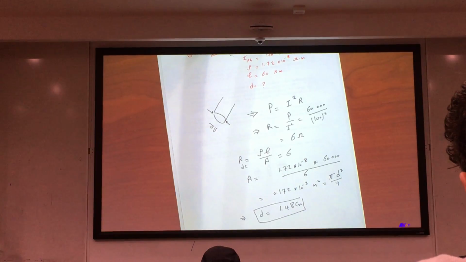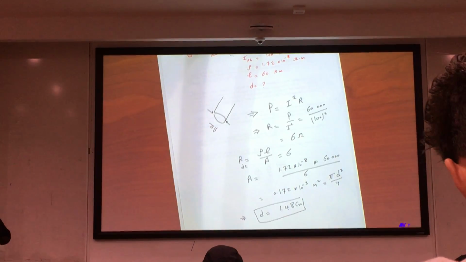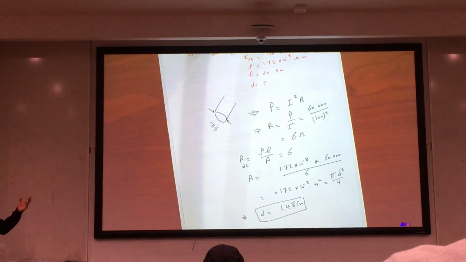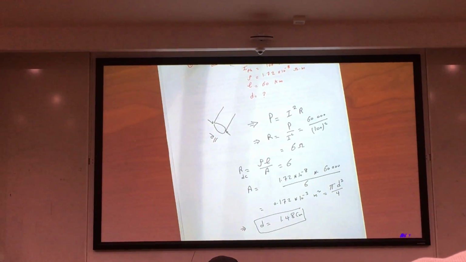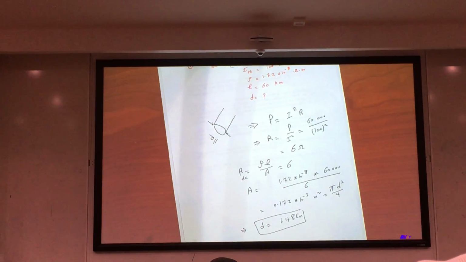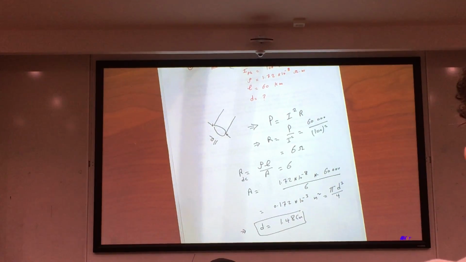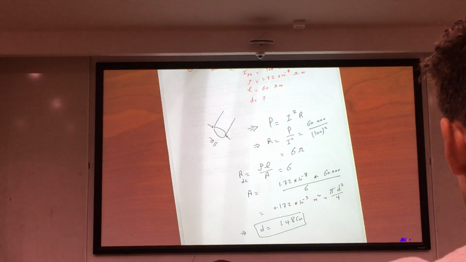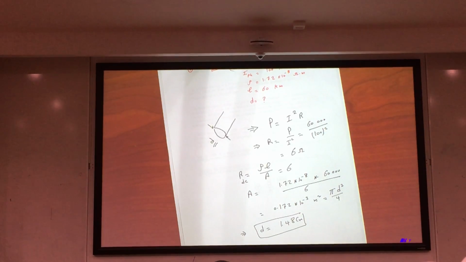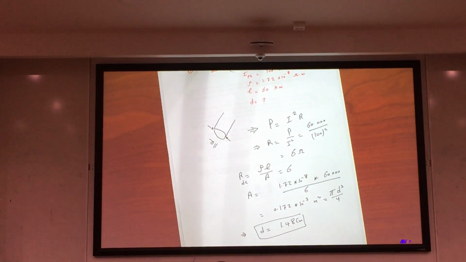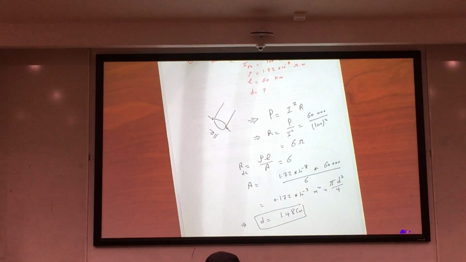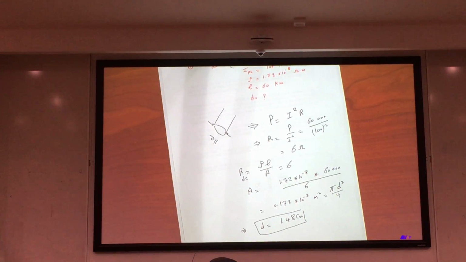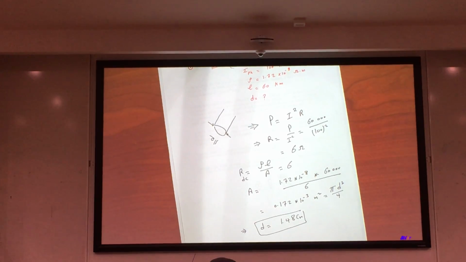This should be your minimum diameter, because you can still increase the diameter and your conductor will withstand 60 kilowatts. But if you decrease the diameter than this, there will be a problem, because you will not be able to limit your power at this range. So it's a very simple and straightforward problem. Yeah? Any question?